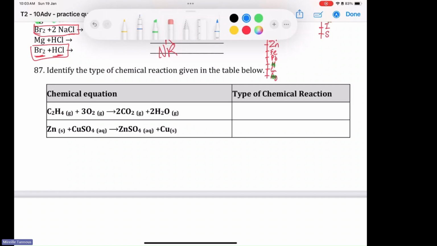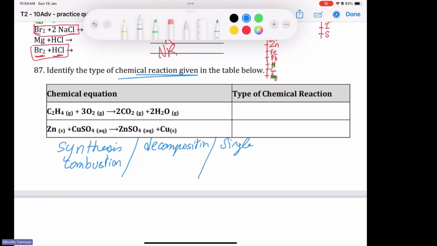Identify the type. Usually in the exam, in the quizzes, the types are given, written to you. But anyway, to be on the safe side, memorize that we have four types of chemical reactions. Memorize them. You have the synthesis and the combustion. You have the decomposition, single and double replacement. So this is combustion because I see CO2 and H2O and O2, an element with a compound.